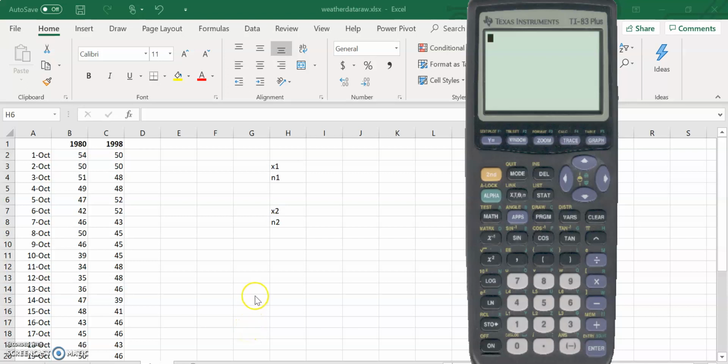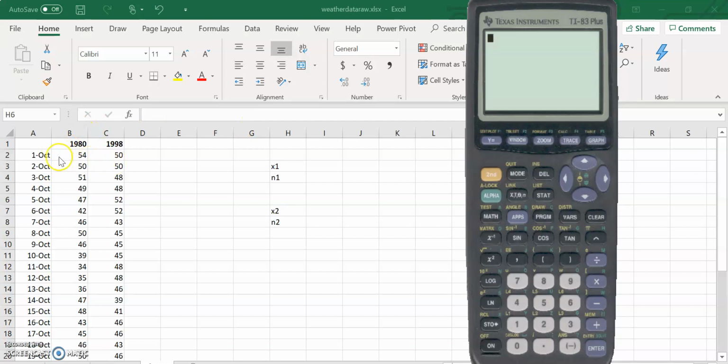I want to show you how you can do a hypothesis test with two proportions. You can see here I have some weather data from 1980 and 1998. This is actually for Wasilla, Alaska, and it's for the month of October, and I'm looking to see if I can show that there is a difference in the proportion of days below freezing.